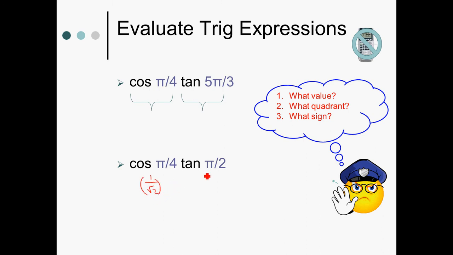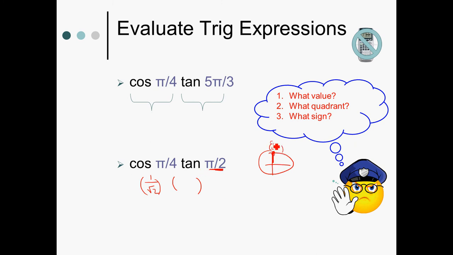What is tangent of pi over 2? Pi over 2 is on the positive y-axis. What do we talk about? Tangent on the positive y-axis. I think to myself, here I am, positive y-axis. What are the coordinates there? 0, 1. So tangent of pi over 2 is the ratio of y to x.